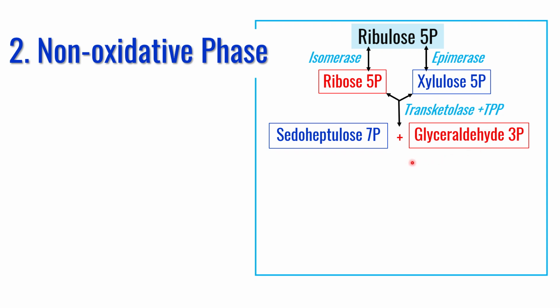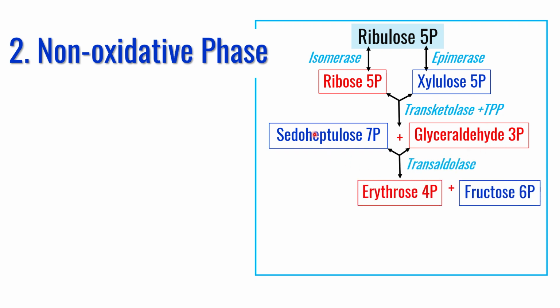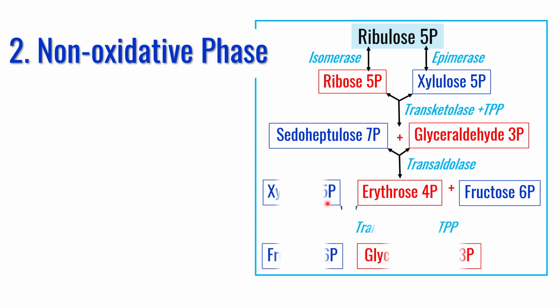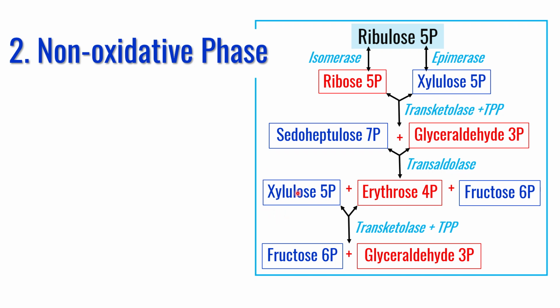In the next reaction, there is a transfer of a 3 carbon unit from sedoheptulose to glyceraldehyde by transaldolase, forming erythrose 4-phosphate and fructose 6-phosphate. In the next reaction, there is a transfer of a 2 carbon unit from xylulose to erythrose, which is an aldose, by the transketolase enzyme, forming fructose 6-phosphate and glyceraldehyde 3-phosphate.